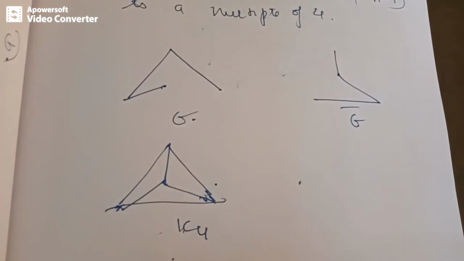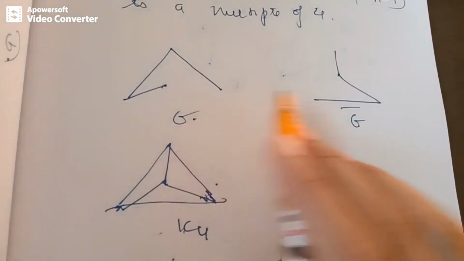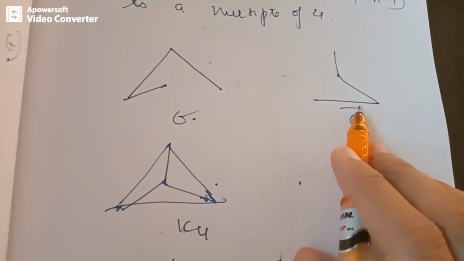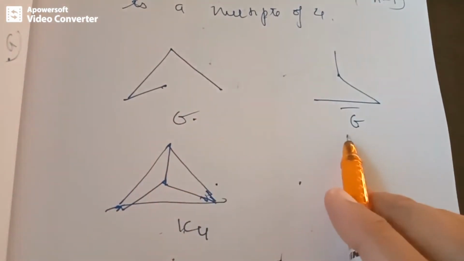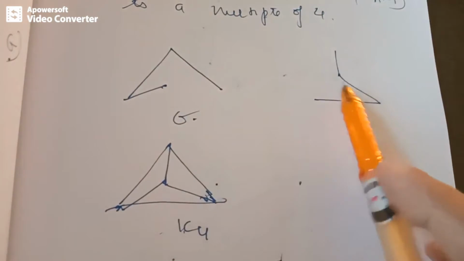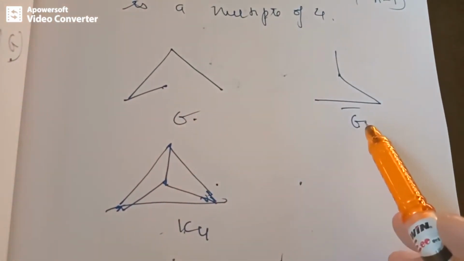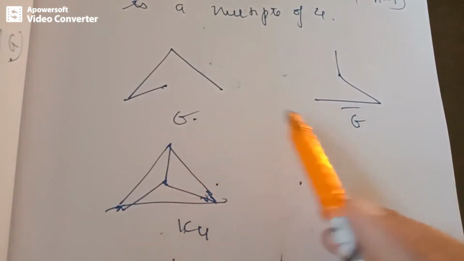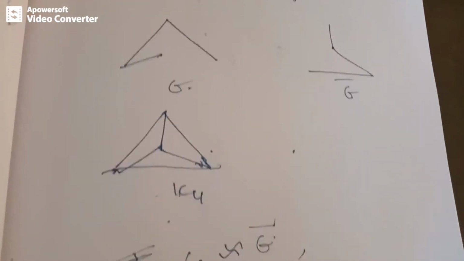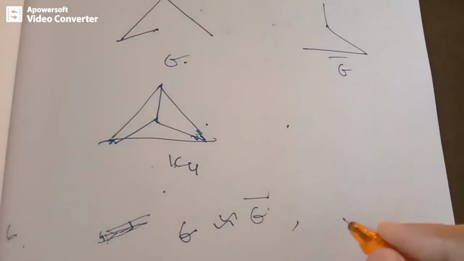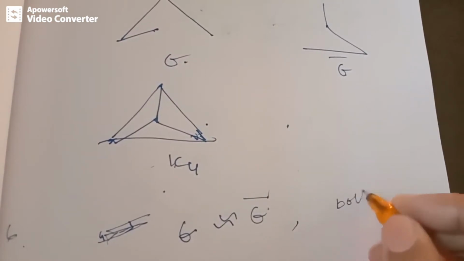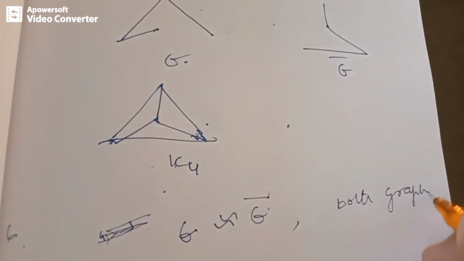So obviously the graph G is isomorphic to G complement, right? Why I am saying this is because both G and G complement have the same number of edges. You can observe how many edges are there here? 3 edges. Likewise, G complement has the same number of edges as G. So G is isomorphic to G complement, where both graphs have the same number of edges.